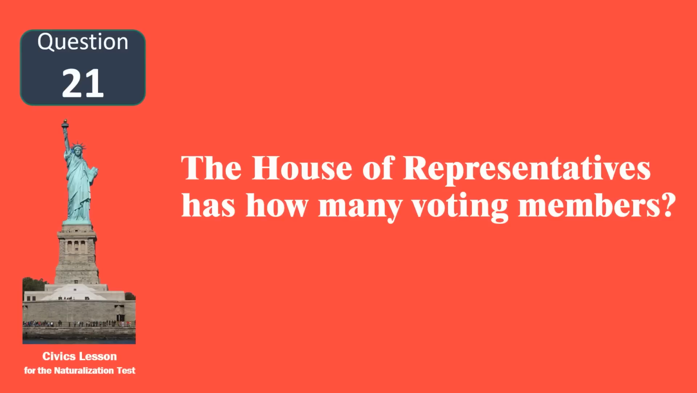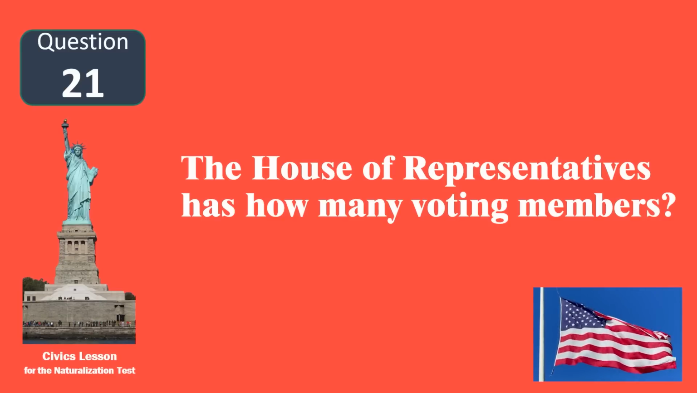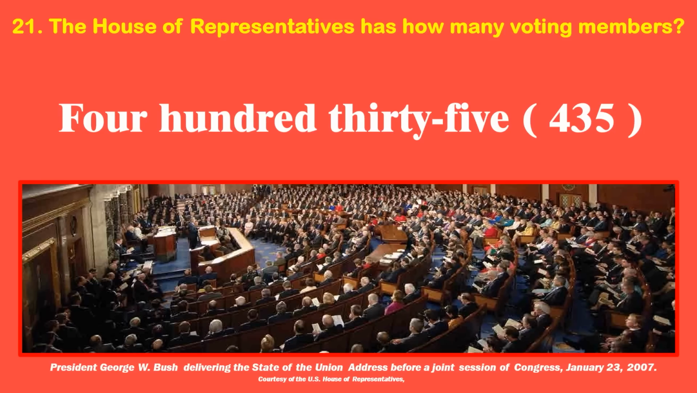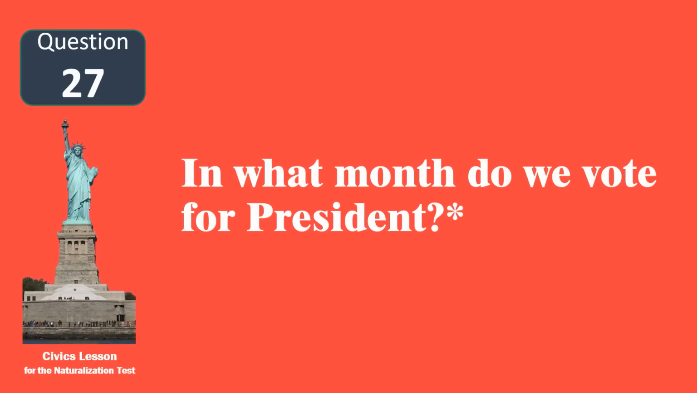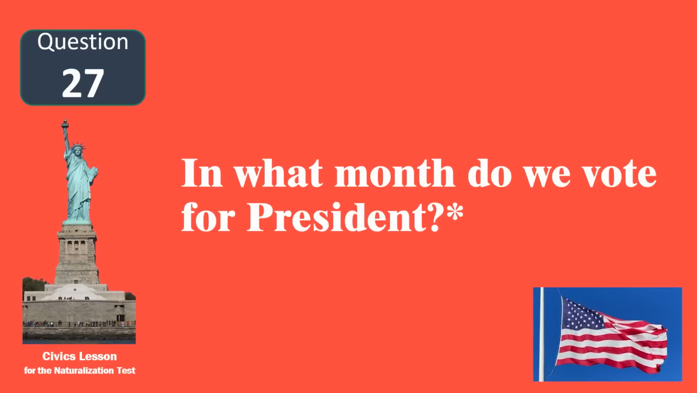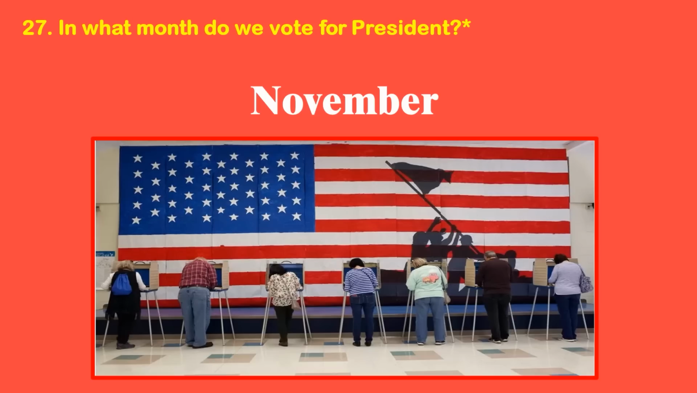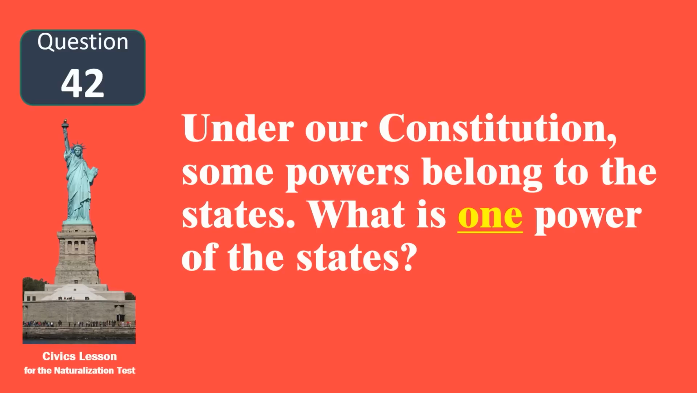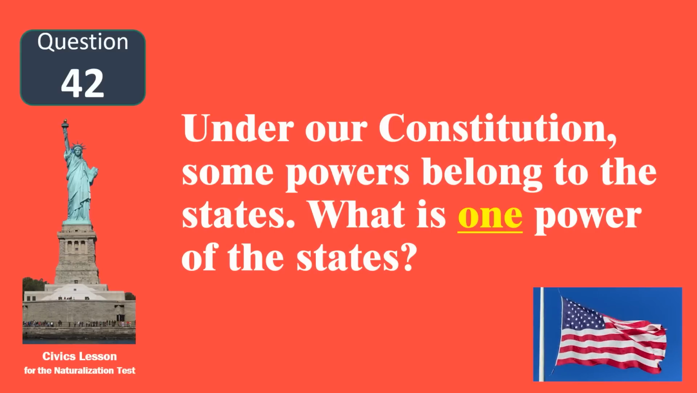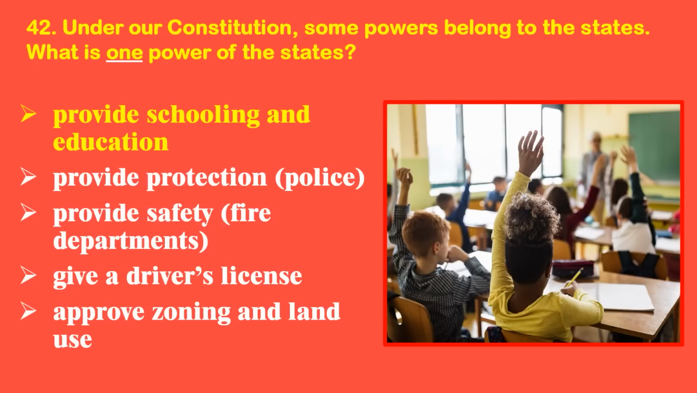The House of Representatives has how many voting members? 435. In what month do we vote for president? November. Under our Constitution, some powers belong to the states. What is one power of the states? Providing schooling and education.